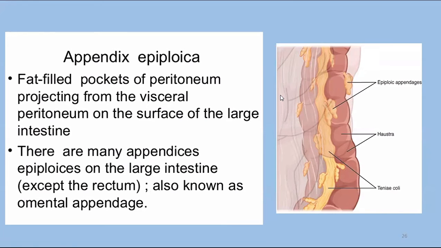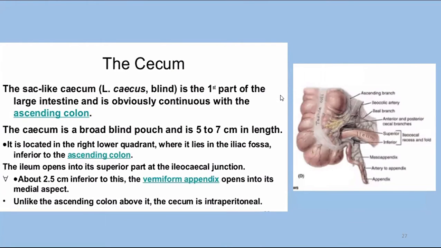Again, we also mentioned the appendices epiploicae, or the omental appendages, which are fat-filled pockets of peritoneum projecting from the visceral peritoneum on the surface of the large intestine. So there are many appendices epiploicae on the large intestine, except the rectum. That is this one. These are the small, yellowish fatty outpouchings along the length of the large intestine. Epiploic appendages.